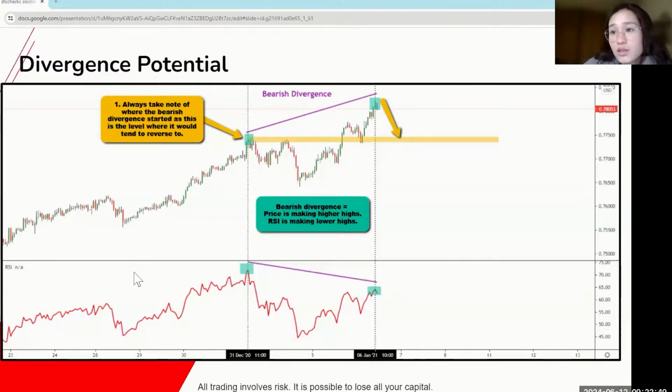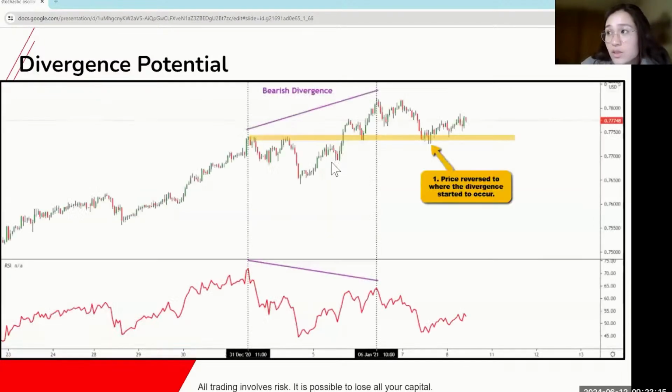So you can see it started here, and our RSI is making a lower high, whereas price is making a higher high. So we have a bearish divergence. And we are expecting price to rebound to that same level, also because of that overlap level that I mentioned earlier. So we have two factors now coming into play, your bearish divergence and your overlap level. Okay, and you can see that's exactly what happened. Price reversed nicely back down to where the divergence started to occur.